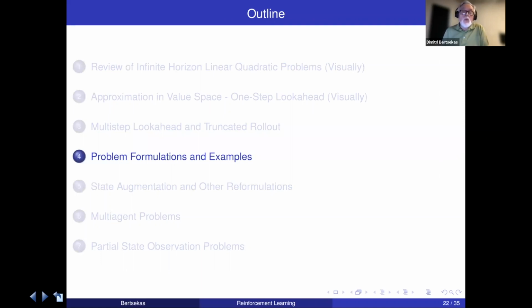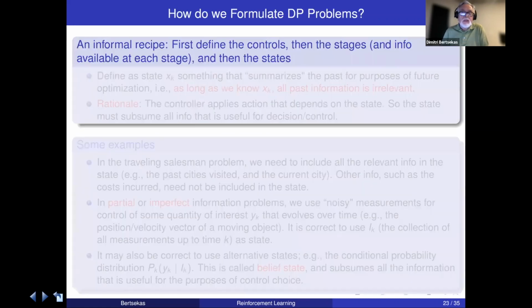Okay, so now let's go into problem formulations by dynamic programming and various examples of interest. In practice, how do you formulate dynamic programming problems? You're typically not given a mathematical representation of the practical problem. You're not given the system equation, you're not given the cost function, you're not even given what the state and the controls are and what the horizon is and so on.